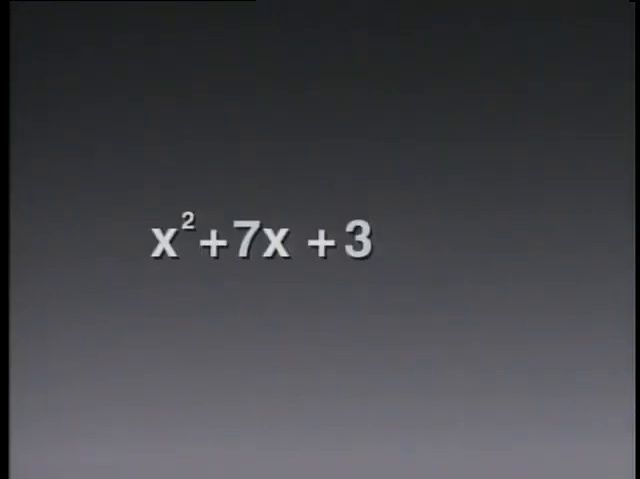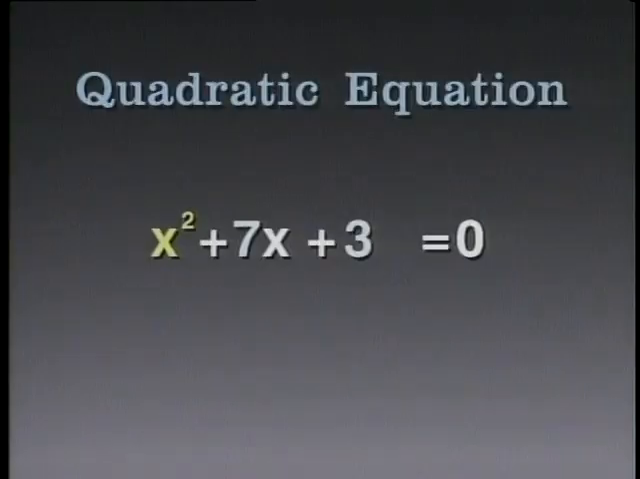Here's something that may look familiar. This is a polynomial of degree 2, but now it's an equation. And this equation has a special name. It's called a quadratic equation. The name comes from the Latin word quadrus, which means square. It's this square term that makes it a quadratic equation.